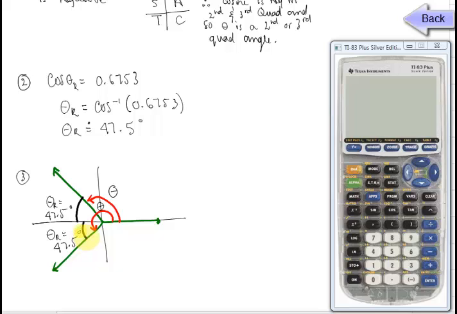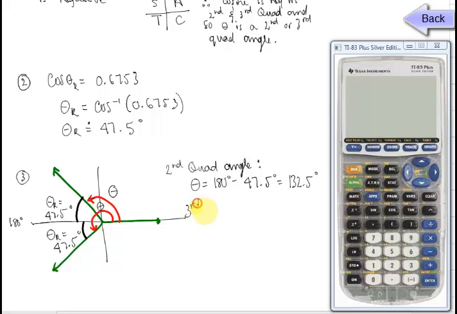Okay, so let's determine our second quadrant angle. All right, so that means our first red arrow here. Okay, we know up to here is 180, so if I minus 47.5 from 180, that should give me theta. And that gives me an angle measurement of 132.5.